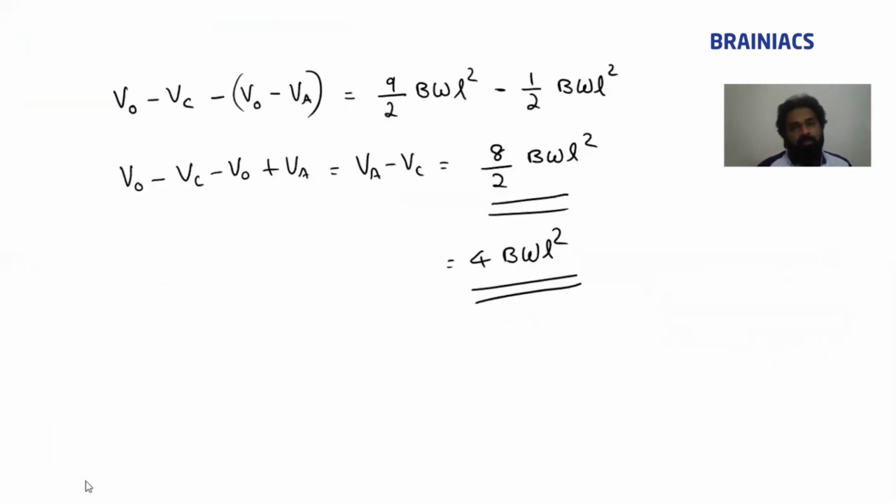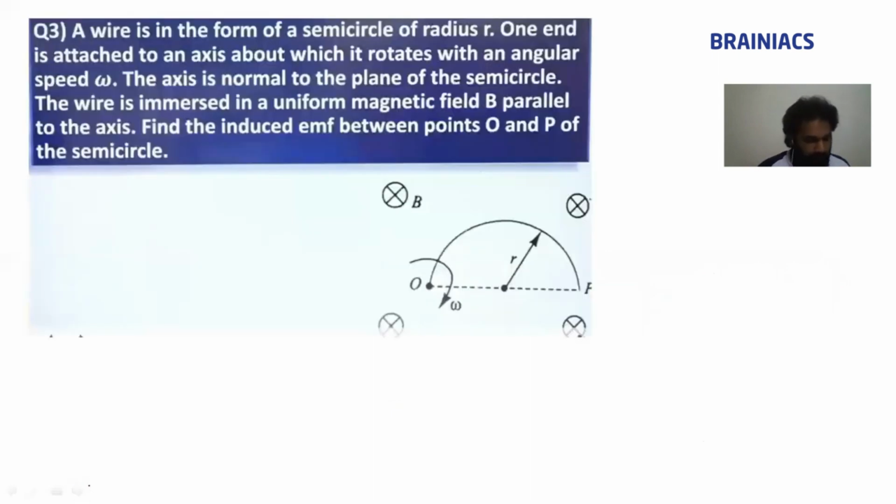Fine. So we will move to the next problem. A wire is in the form of a semicircle of radius r. One end is attached to an axis about which it rotates with an angular speed omega. The axis is normal to the plane of the semicircle. The wire is immersed in a uniform magnetic field B parallel to the axis. Find the induced EMF between point O and P of the semicircle.